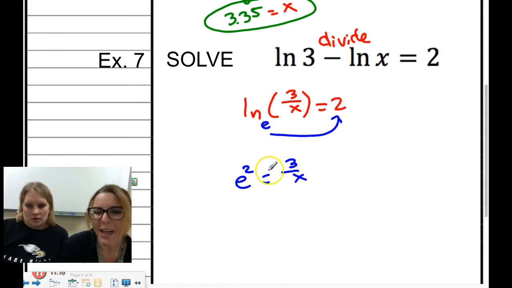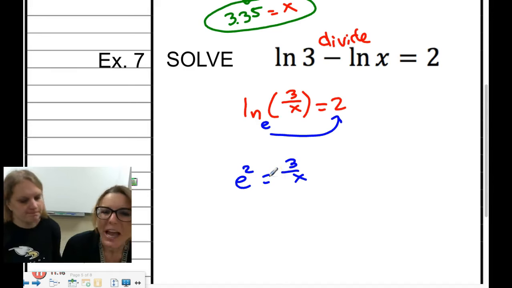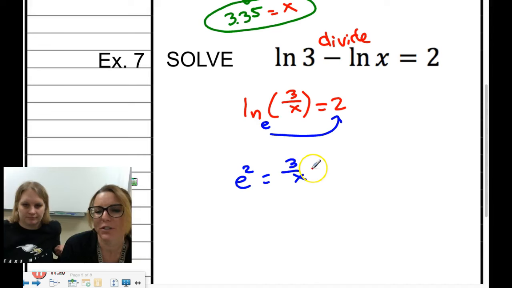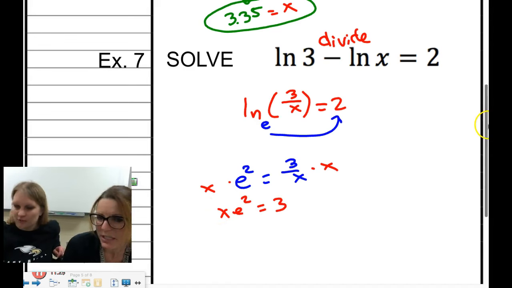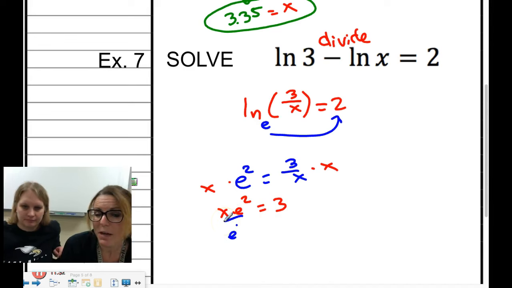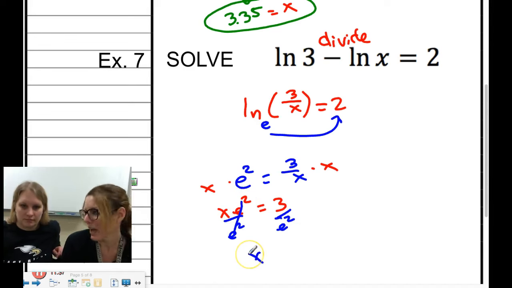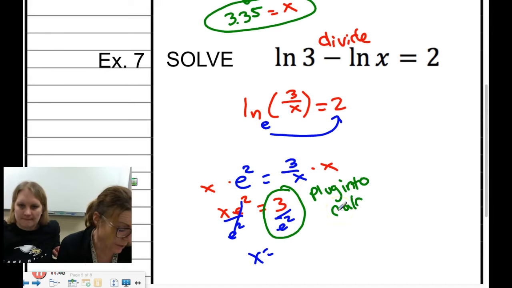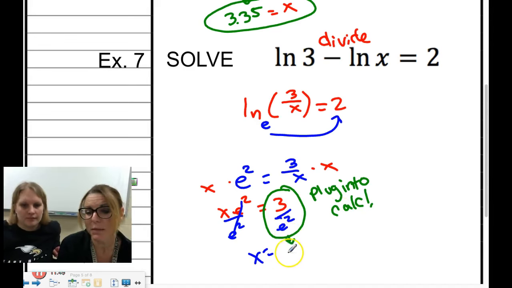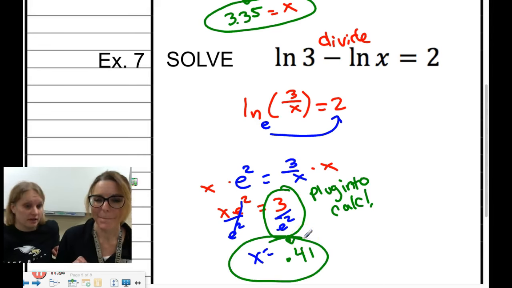So what do you think we should do? Well, I don't like the fraction. Let's get rid of that first. So let's multiply both sides by x. On the left you get x times e squared equals 3. I always like to get rid of fractions. Me too. Now we're solving for x, so divide both sides by e squared. And you have a handy dandy thing called a calculator. We plug that into the calculator, and if we round to the nearest hundredth, we get 0.41. So you're really going to want your calculator this chapter.